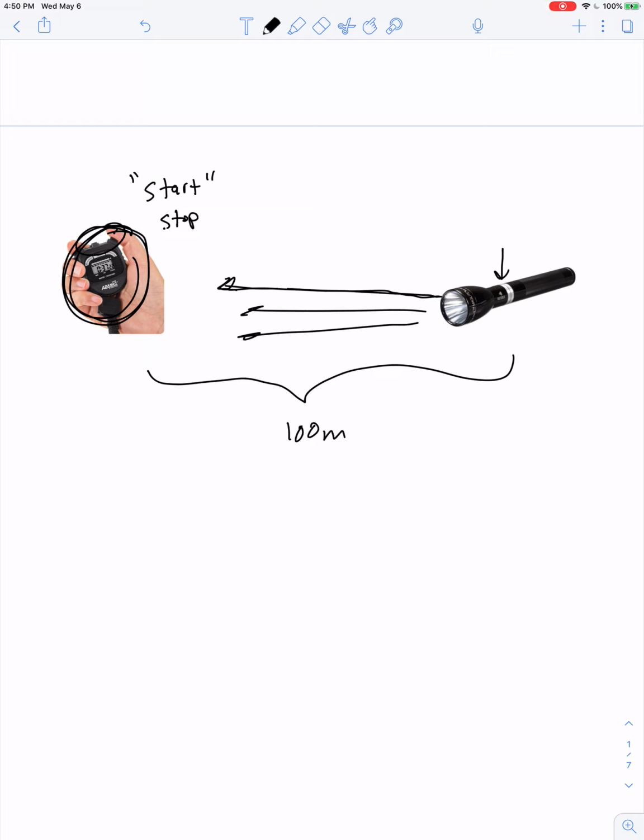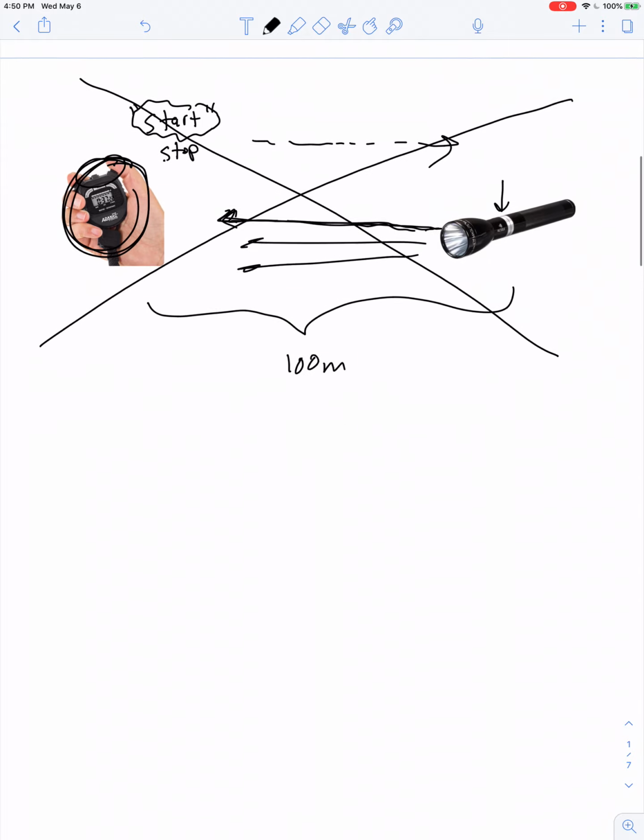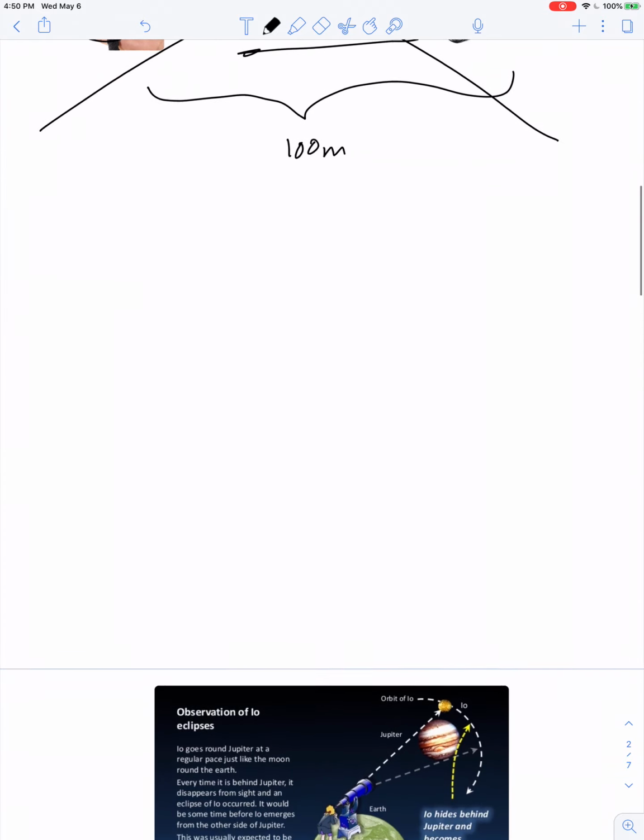There's no way this is going to work. The time it takes for "okay, start" to travel from him to you is longer than the time that it takes for the light to travel. So this is thoroughly impractical and impossible to get meaningful experimental results.